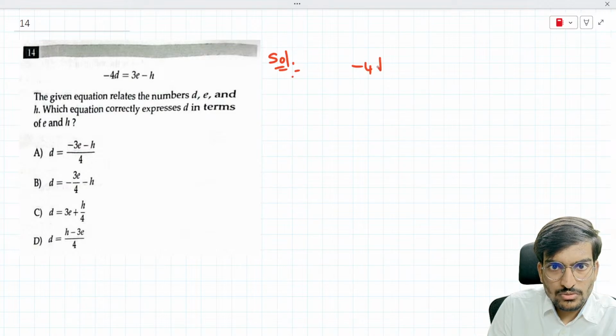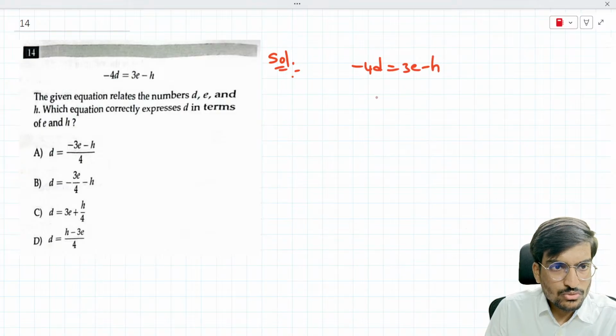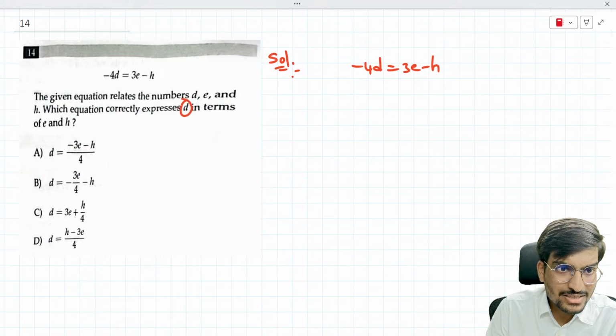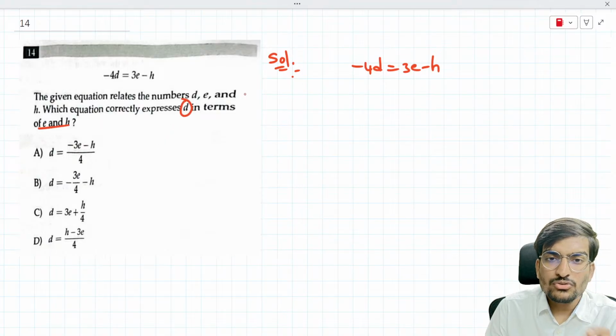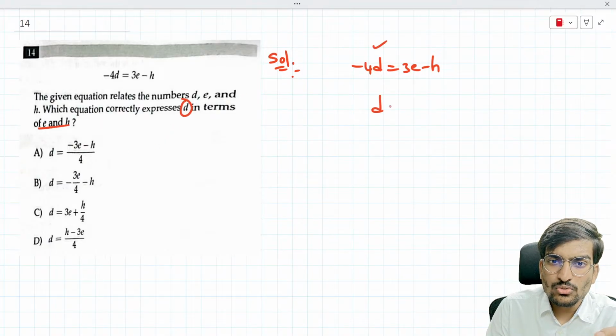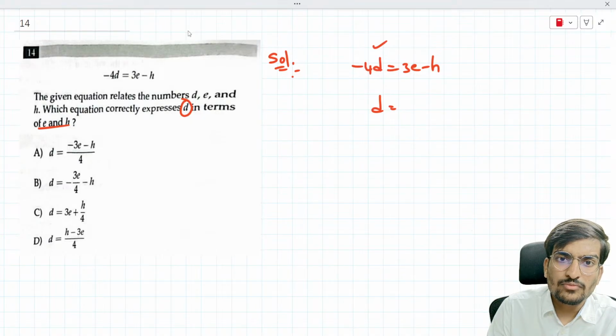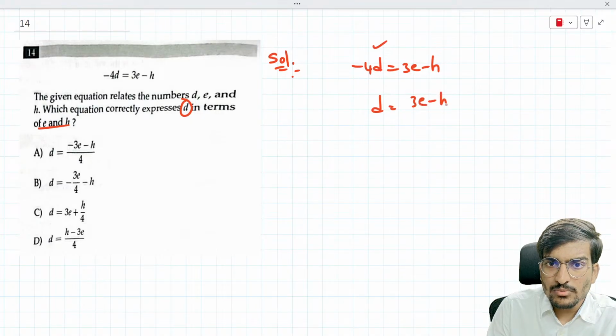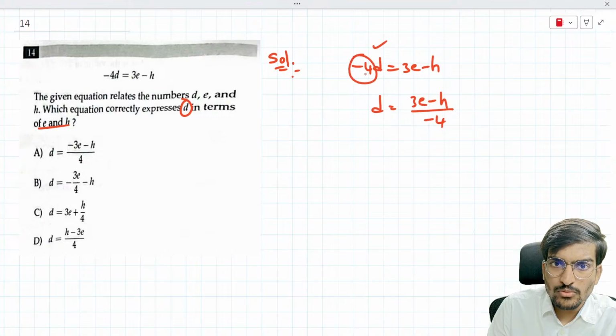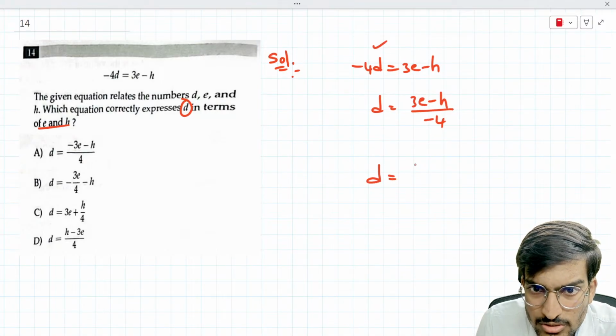Negative 4d equals 3e minus h. Which equation correctly expresses d in terms of e and h? You need to get the value of d. So d equals, just remove the thing that is there so that you get the value of d. That's going to be 3e minus h by negative 4. Just forward this to the RHS. You have a negative in the denominator, so make it in the numerator.